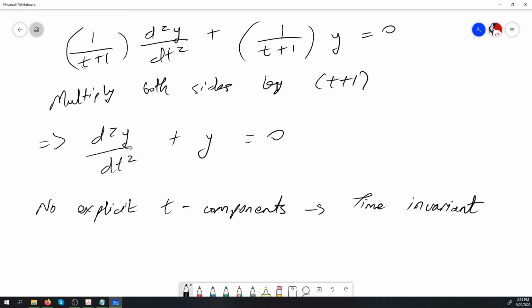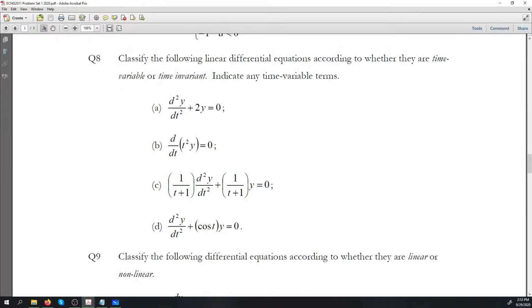Right. And for our last question in part 8, we have d²y/dt² plus cosine of t times y equals 0. There's no way to get rid of this cosine of t, unfortunately. If you try to divide it out, the cosine of t will now appear on this differential form here. If you try to do anything else, it's going to appear somewhere else in the equation, so you're unable to get rid of this cosine of t.